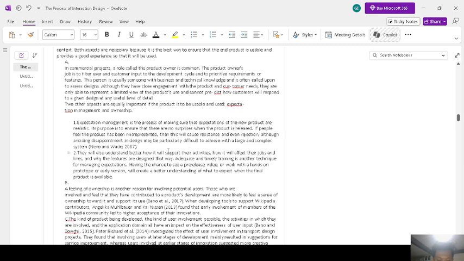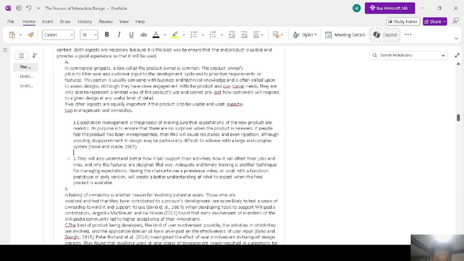So basically, the purpose of this is to make sure that the product is what you said it is. It should be the same as what you've provided in the design, like the one you put in design. Second, they will also understand better how it will support their activities, how it will affect their jobs and lives, and why the features are designed that way.